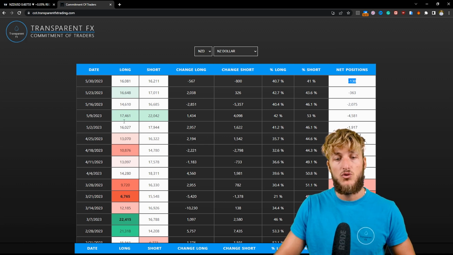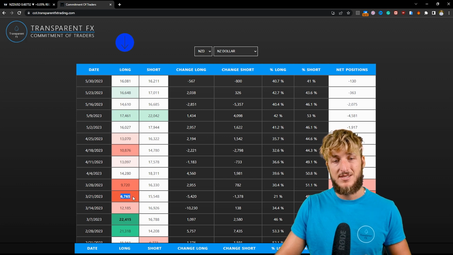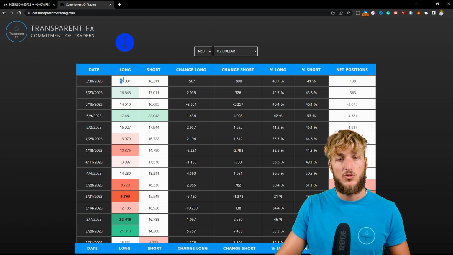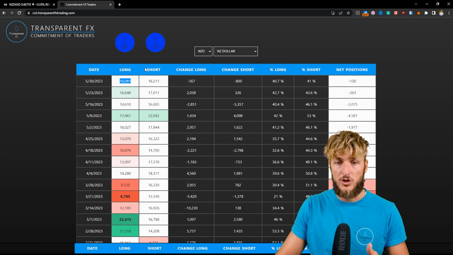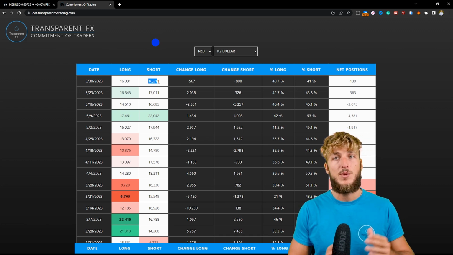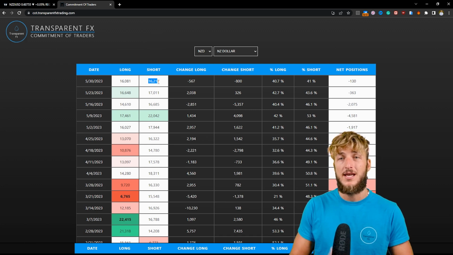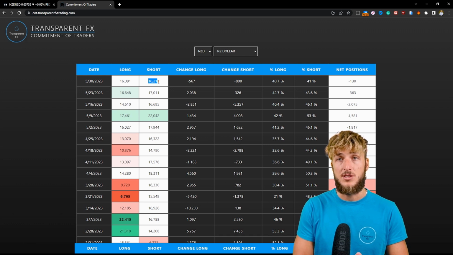In fact, if we look at the longs, we went from having 6.7k longs all the way up to having plus 16k longs. So clearly institutions went and increased their longs from 6K to 16K. And if we look at the shorts, we can see how we went from 22K all the way down to 16K. This shows how institutions have been adding longs and closing shorts, therefore making NZDUSD stronger.